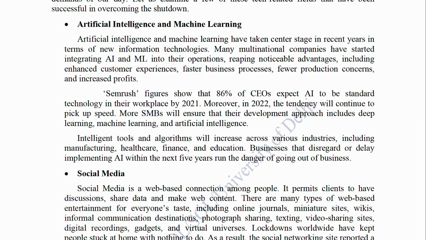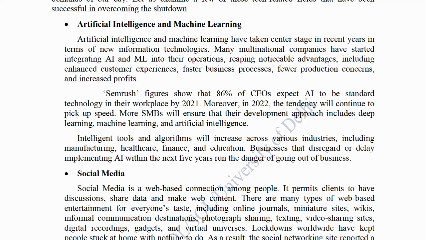Point number 1. Artificial Intelligence and Machine Learning. Artificial intelligence and machine learning have taken center stage in recent years in terms of new information technologies. Many multinational companies have started integrating AI and ML into their operations, reaping noticeable advantages including enhanced customer experiences, faster business processes, fewer production concerns, and increased profits.